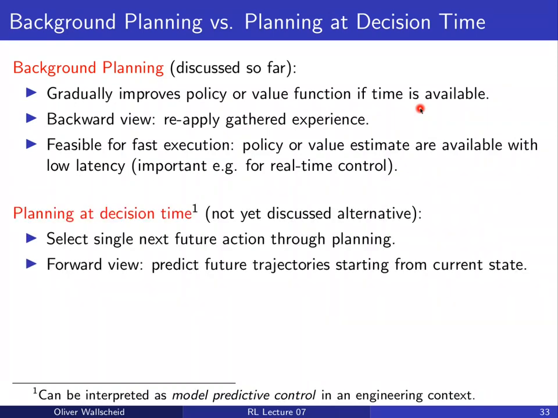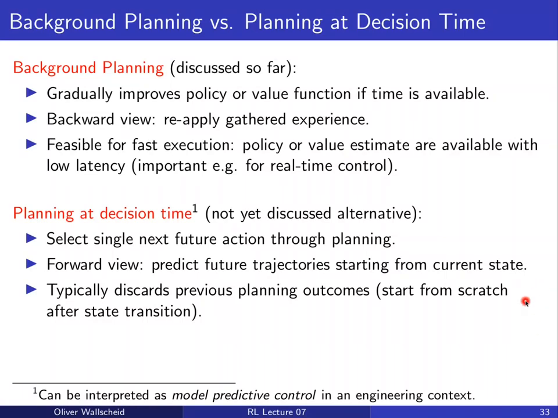Now, the opposite, the title of this section, planning at decision time, is the new idea of how to integrate planning and learning. We try to select a single next future action through very accurate planning in a forward view. So we are going to predict future trajectories of our state action space, starting from a current state, and then eventually evaluate what next future action is the best choice. This term, planning at decision time, is coming from the reinforcement learning domain. However, as you may remember from our first lecture, where we had a broad overview about different reinforcement learning topics in comparison to model predictive control, this is pretty much model predictive control, just with another name tag.